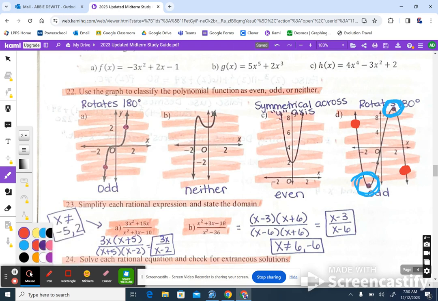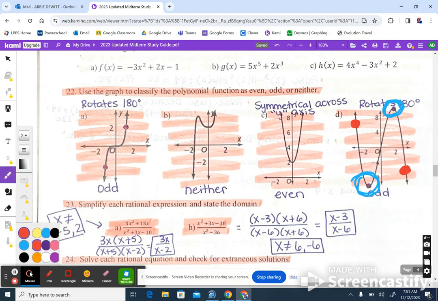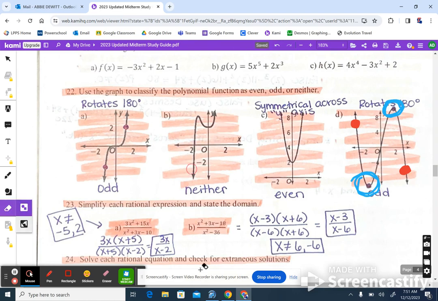Now, if you look at a graph like B, if I split right down the middle of the y-axis, does the left look like the right? No, not even close. Do I have 2 points that rotate? Do I have a point here and here? No, not even close. So it's going to be obviously even, odd, or neither.